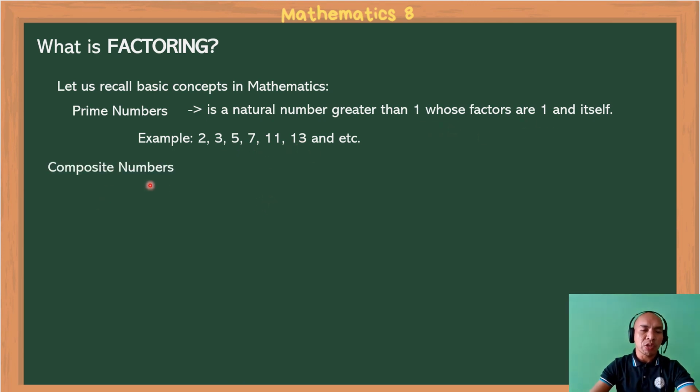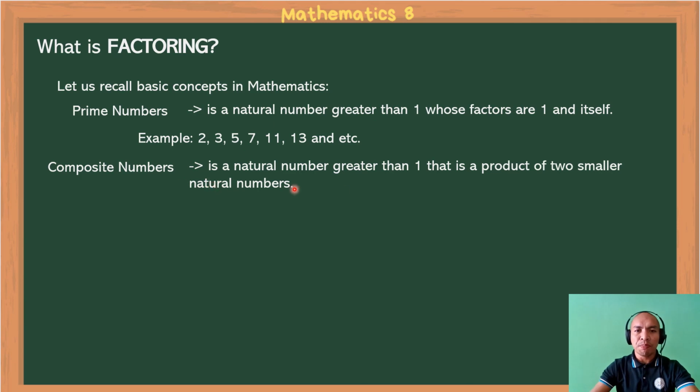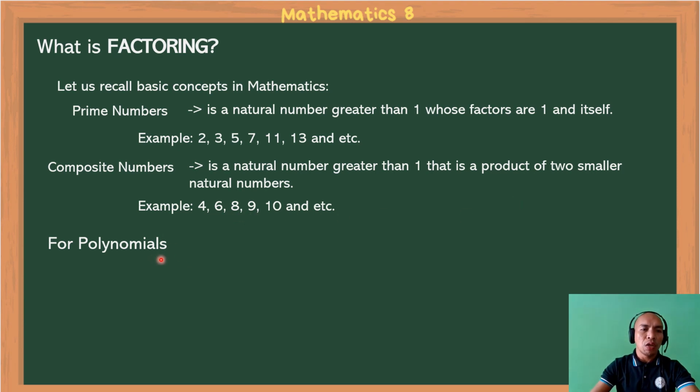Other numbers, we call composite numbers. These are numbers that can be expressed as the product of two smaller natural numbers. For example, 4 is 2 times 2, 6 is 2 times 3, 8 is 2 times 2 times 2, 9 is 3 times 3, and so on. For polynomials, we also have prime polynomials, which are what we call non-factorable. Of course, there are also polynomials which are factorable.